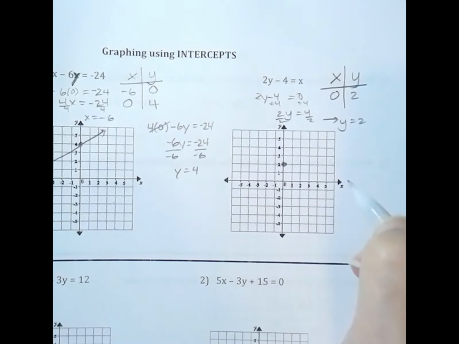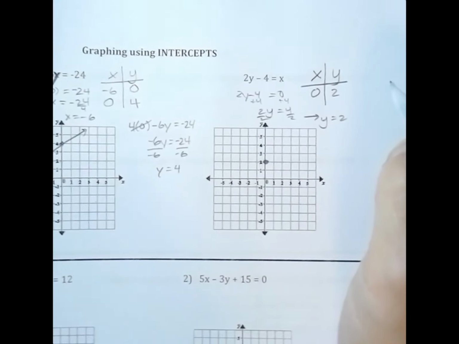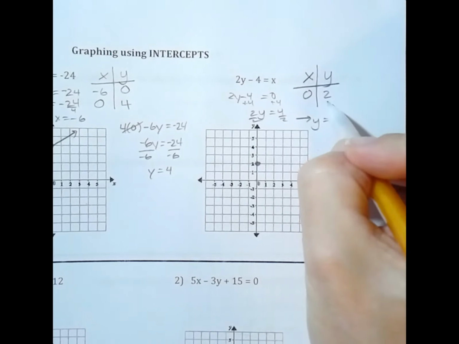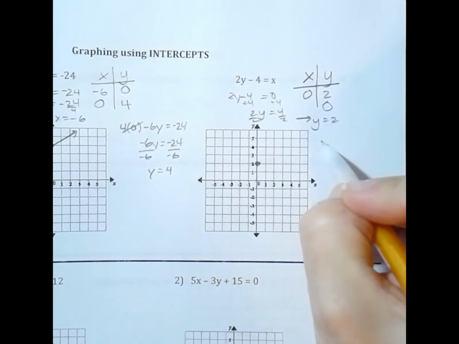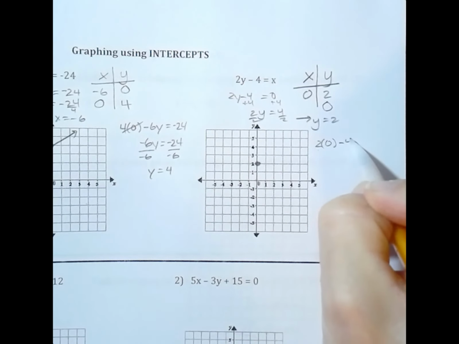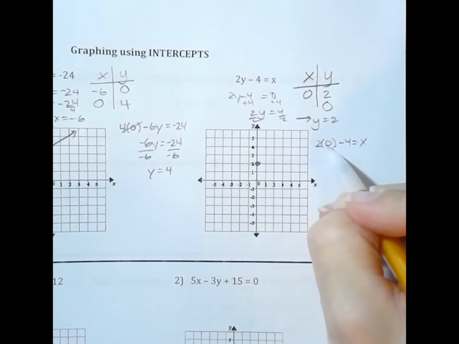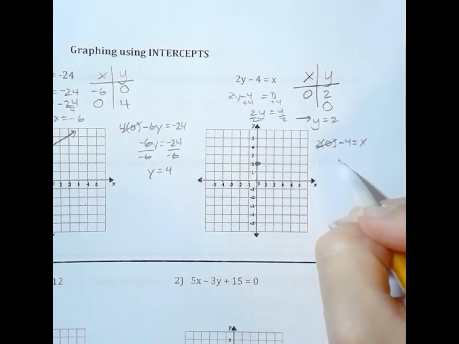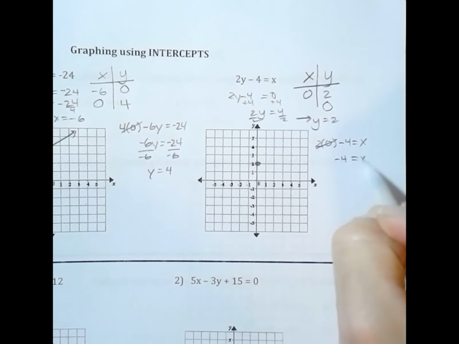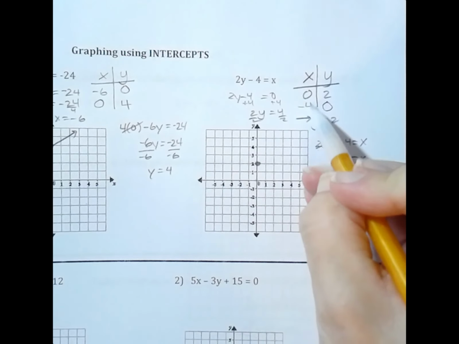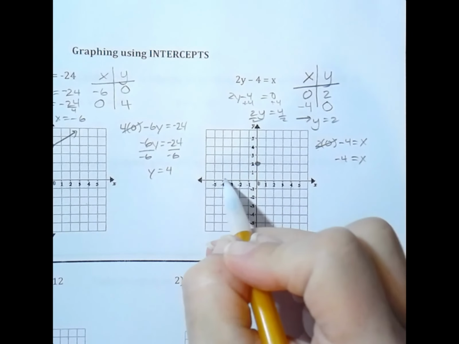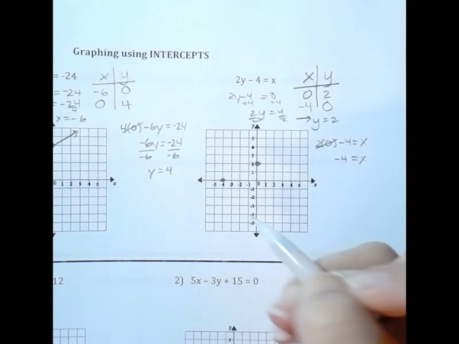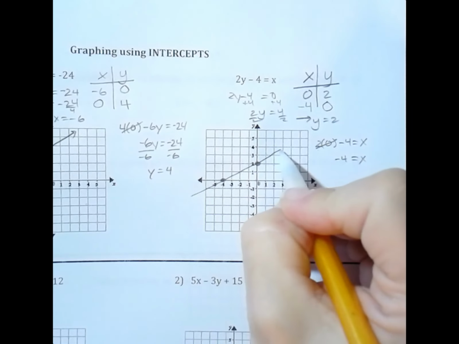So here's our y-intercept. If x equals 0, or I'm sorry, if y equals 0, we're going to put a 0 in for y. 2 times 0 is 0. So negative 4 equals x. There's our x-intercept, and there's our graph.